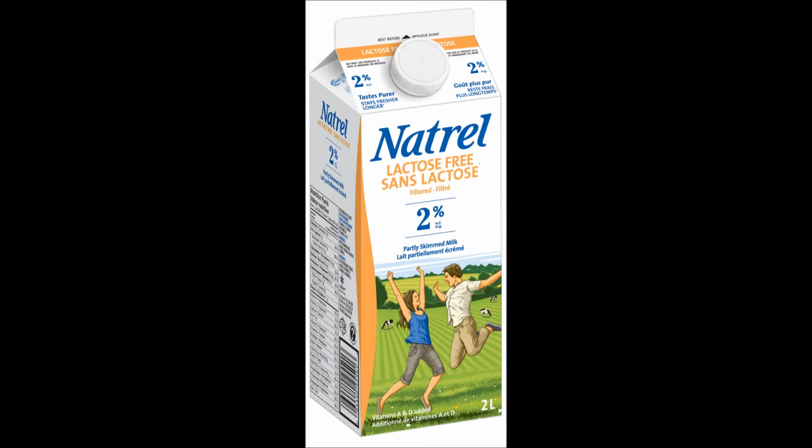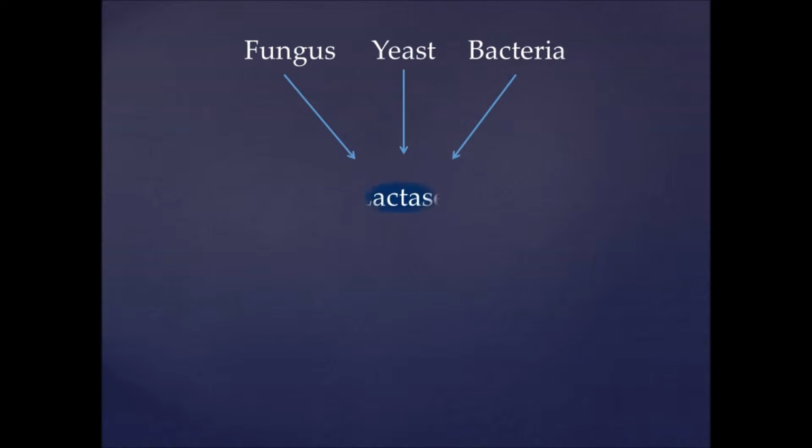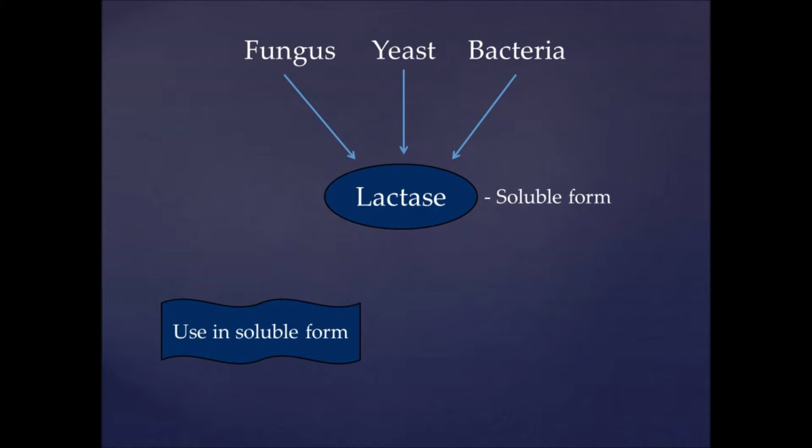Lactose-free milk is one of the best examples of the use of this bioprocess in industry. Enzymes are produced by every living organism. The main sources of lactase for industrial processes are fungus, yeast, and bacteria. Lactase is obtained in its soluble form. It can either be used in this form, or be immobilized on a solid support.